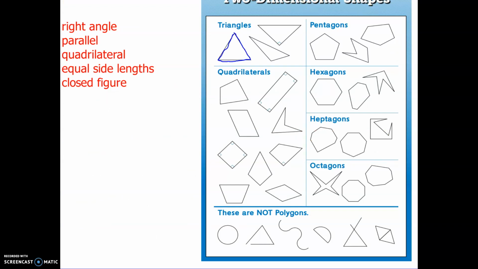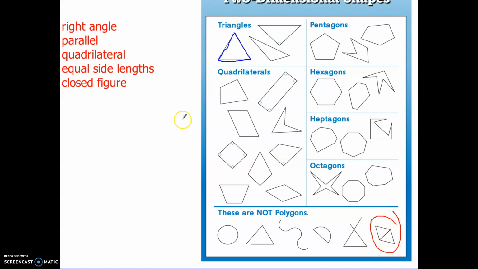This is a little poster of some shapes, mostly polygons. And the ones at the bottom are not polygons because they don't follow the polygon rules of having straight sides, of having closed figures, of having nothing crisscrossed. Even this one here, this diamond shape, is not a polygon because it has that line in the middle.